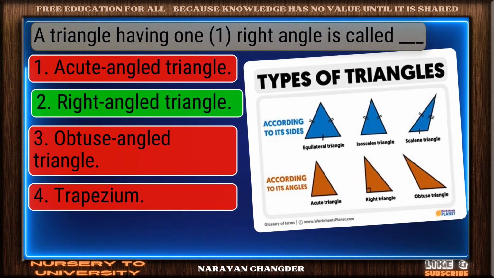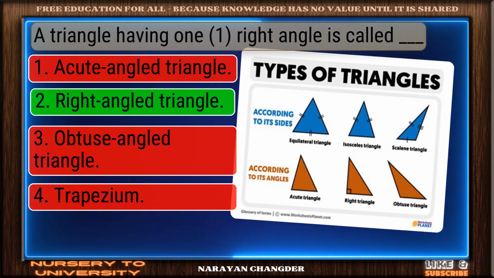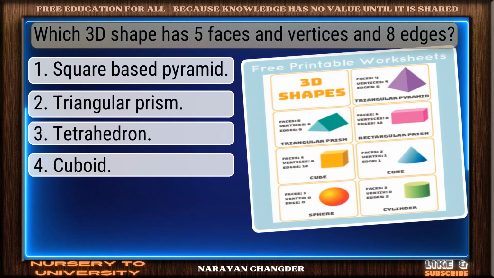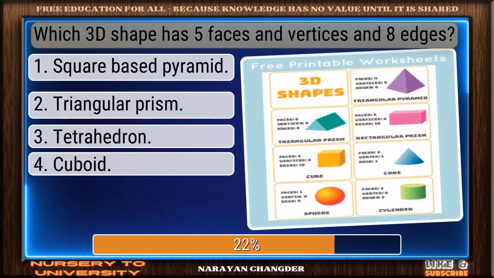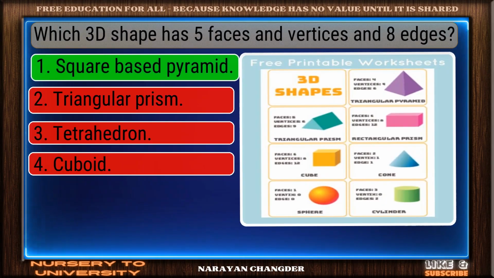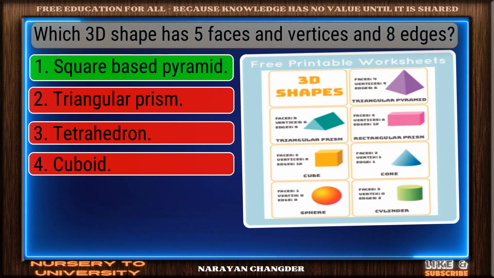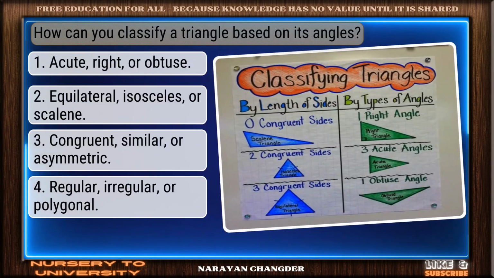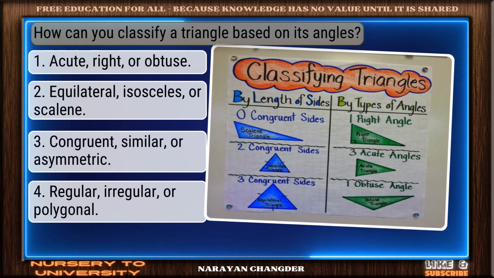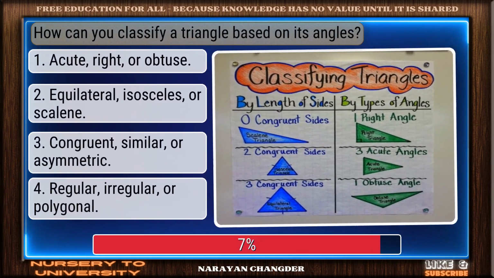Good job. Your answer, right-angled triangle, works well here. Question number 104. Which 3D shape has 5 faces and vertices and 8 edges? Well reasoned. Square-based pyramid is the correct choice. Question number 105. How can you classify a triangle based on its angles?